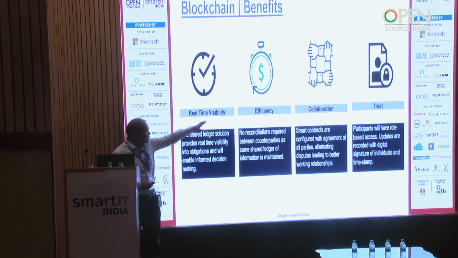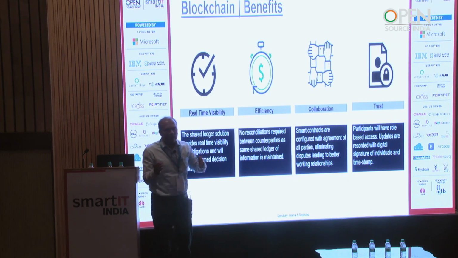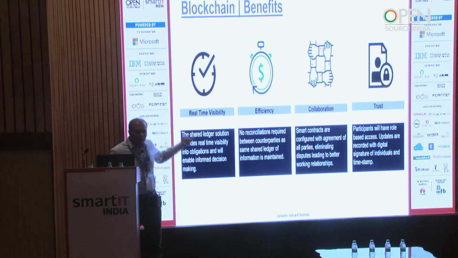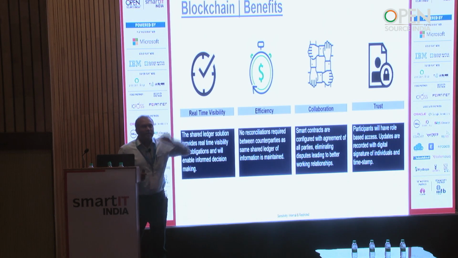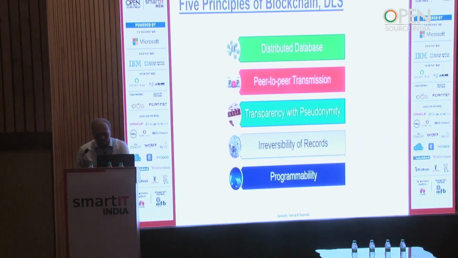Now, mind you, when I say efficiency, I'm not talking about the speed of transaction, I'm talking about efficient transaction. Something which used to be manual, I might actually have a contract doing it for me. When I talk of real-time visibility, it means real-time which is good enough. I'm not talking of nanoseconds, right? Trust is like I can go back and verify. That is the trust dimension here, right?